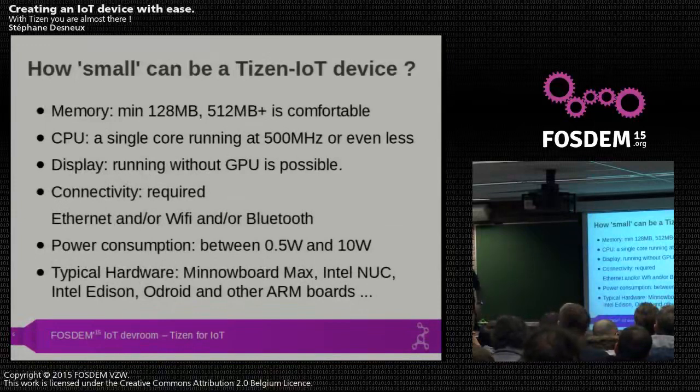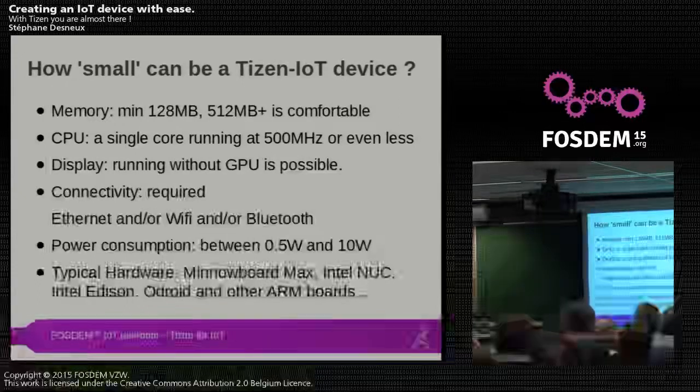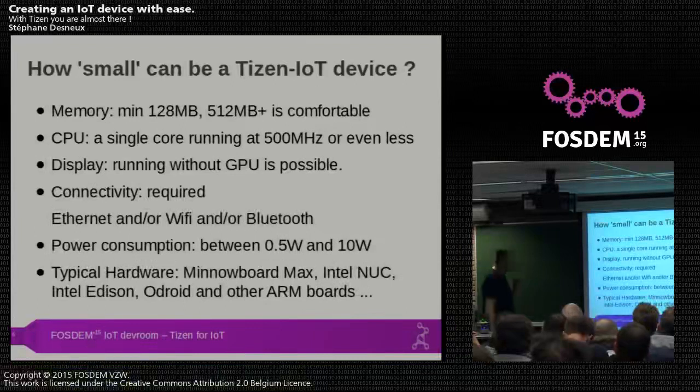I also tested Tizen on the Intel Edison board, the small board. We are roughly around 1 watt, or it depends if you enable a radio, if you use Bluetooth Low Energy or not, etc. But that gives the range.